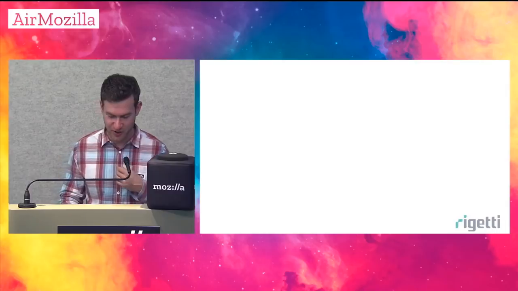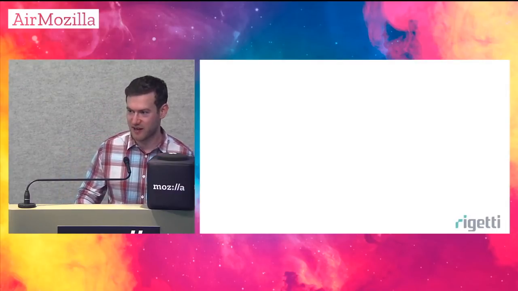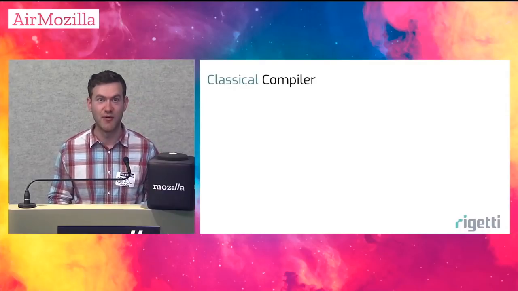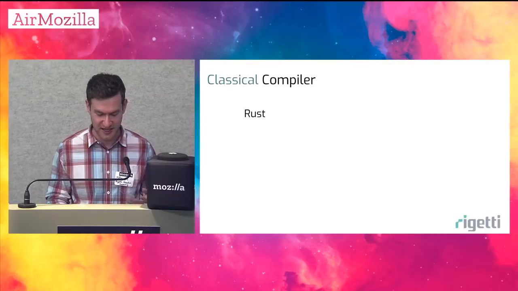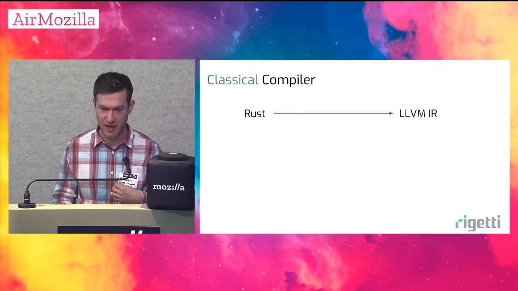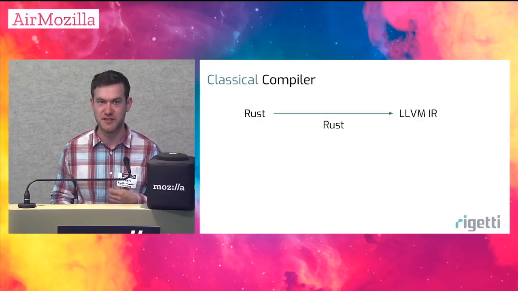To explain what a quantum compiler does, I'll draw an analogy to something we may be more familiar with, which is how Rust gets compiled. If you take Rust as an example, Rust eventually compiles into LLVM, and the compiler itself is written in Rust.